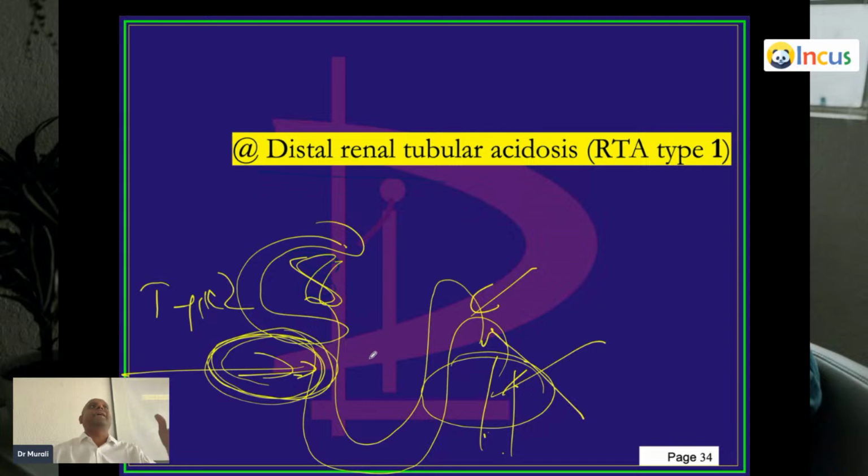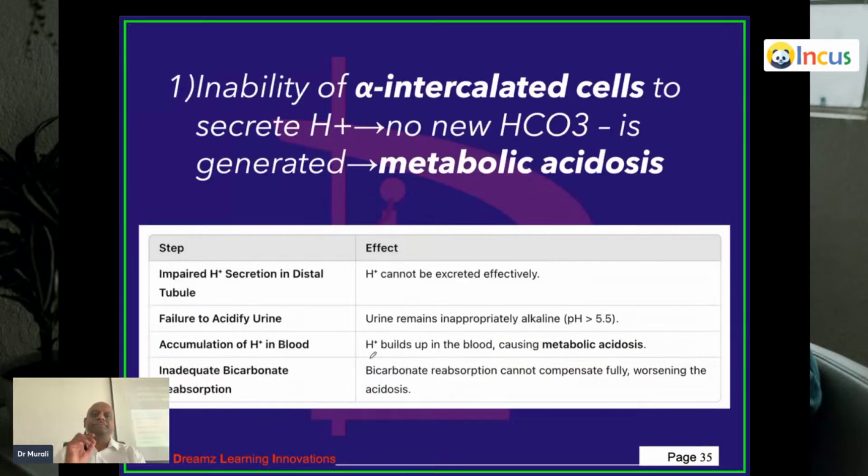Then luckily there is no type 3. Type 3 they thought of proposing, meanwhile All India PG became NEET PG. Right? Type 4 is there. Okay? Now about each of it, 5-6 points, master them and move forward. Okay?